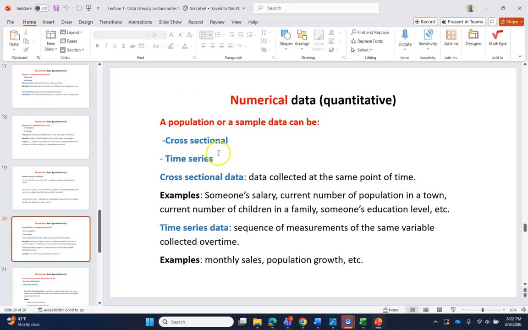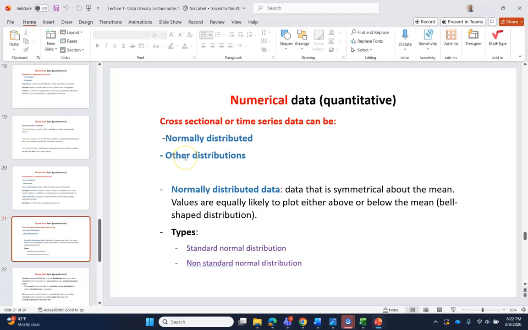It's very important to differentiate between the two, because the analysis of cross-sectional data could be different from the analysis of time series data. So you should know how to separate your data, either cross-sectional or time series data. So the other thing that we need to look for in your data is if your data is normally distributed or it has other distributions.